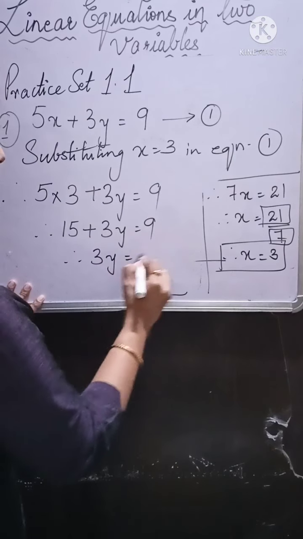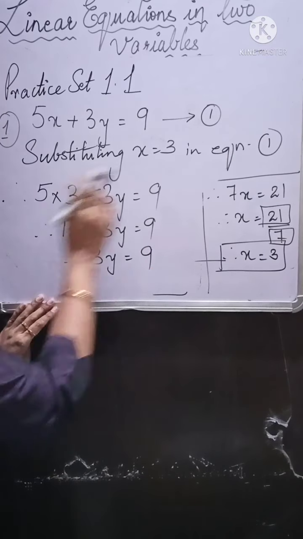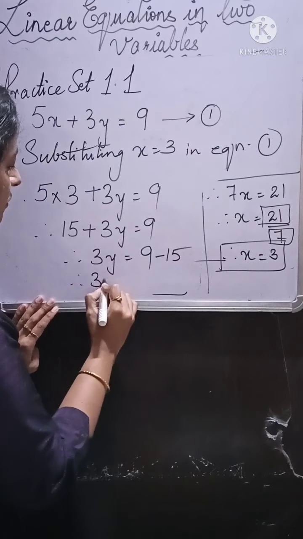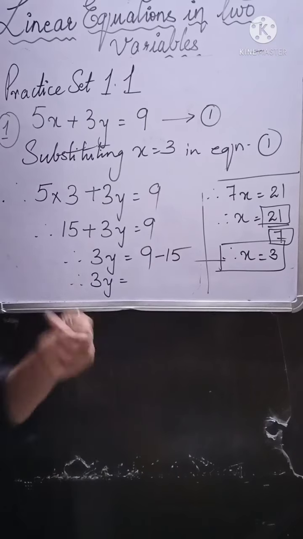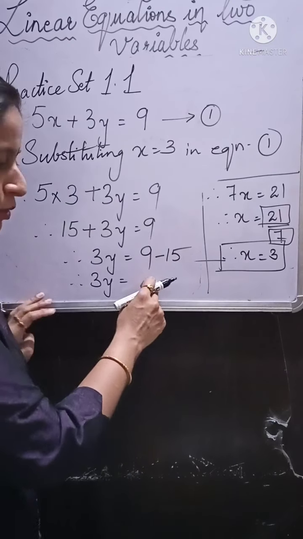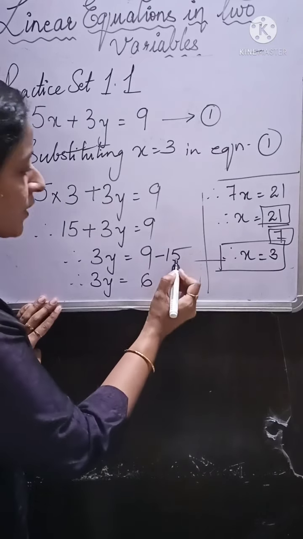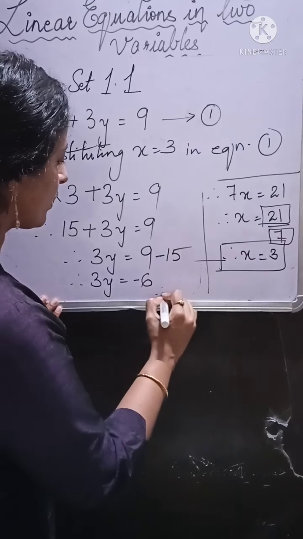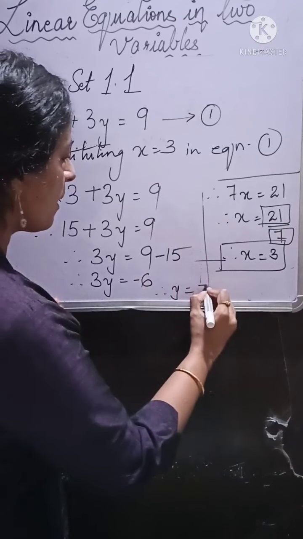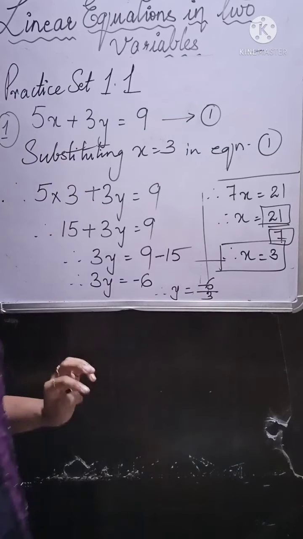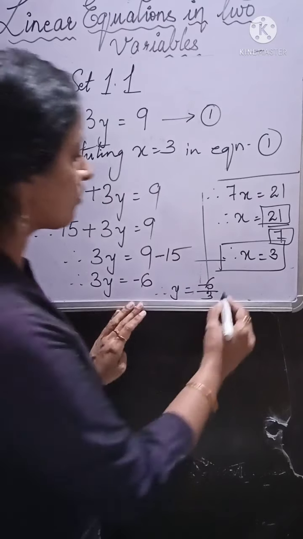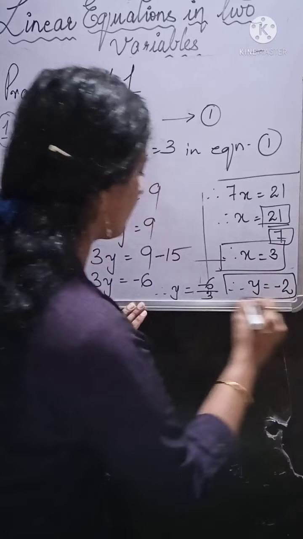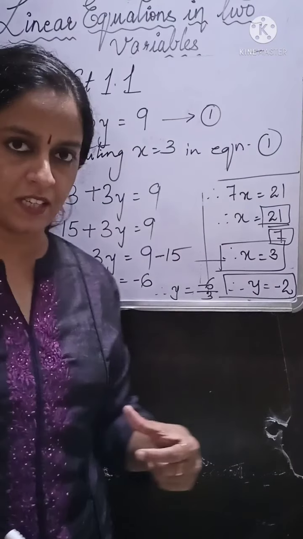Therefore, 3y is equal to 9, 15 goes here, minus 15. Therefore, 3y is equal to, how much is 9 minus 15? 15 minus 9 you will do, you got 6. 15 is the bigger number, so the sign is minus. So what will be y now? Therefore, y is equal to minus 6 upon 3. Therefore, y is equal to minus 2. 3 2s are 6 and minus 6.